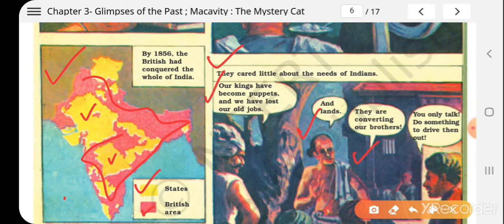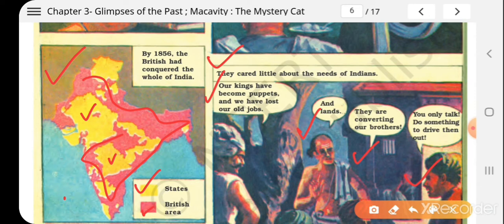Then another one is saying that they are converting our brothers. Means this was the scene also that time. The situation was that they were converting the people, means any Hindu and any Muslim, they were converting them into Christians. ठीक है, उनको religion उनका convert करा रहे थे.